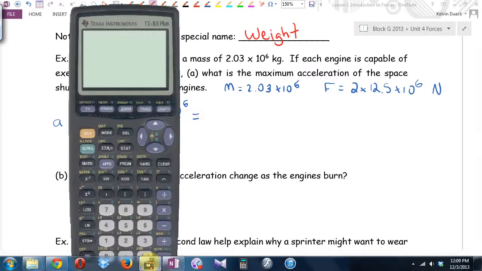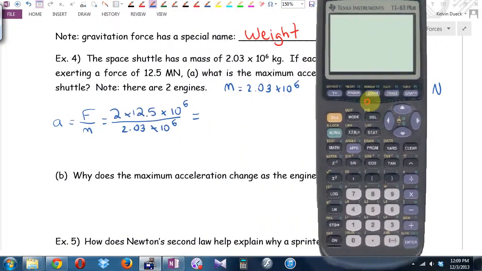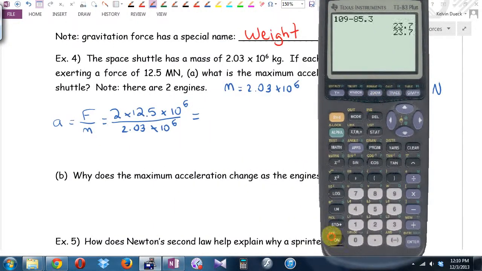equals. If you haven't done scientific notation for a while, you may want to get your calculator out and practice this. Is there more than one number on the top? I think I'll put the top in brackets. I might not need to, and in fact, in this case, I don't, but better safe than sorry. Is there more than one number on the bottom? A 2.03 and a 10 to the 6th. I'll put the bottom in brackets as well. So it's going to look like this.